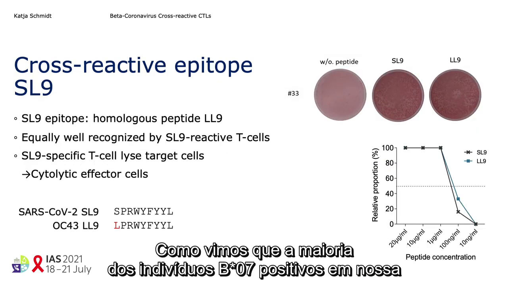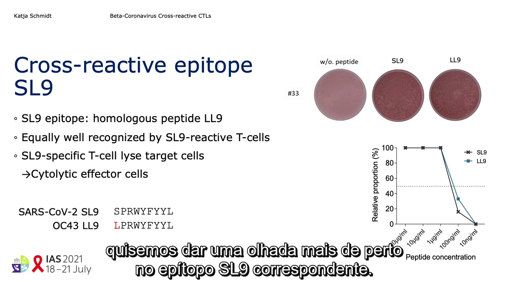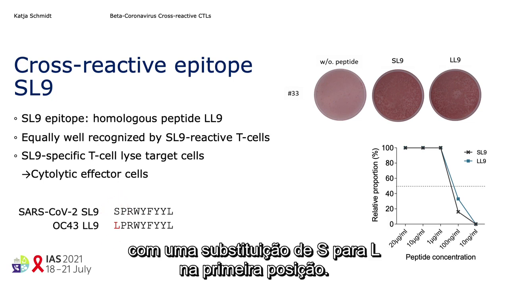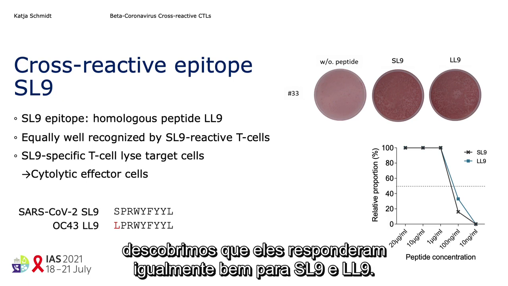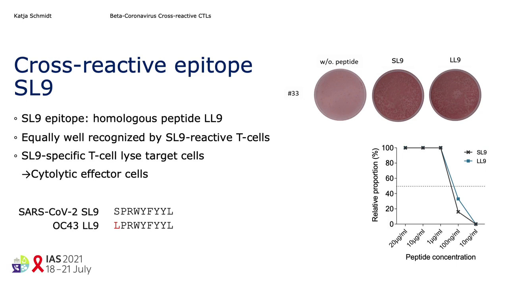Since we saw that most of the B7 positive subjects in our study cohort were responders, we wanted to have a closer look at the corresponding epitope SL9. SL9 also has a homologous peptide in OC43 called LL9 with an S to L substitution in the first position. When testing SL9 reactive T cells with both peptides, we found that they responded equally well to SL9 as well as LL9. And we could also show this in peptide titration assays.